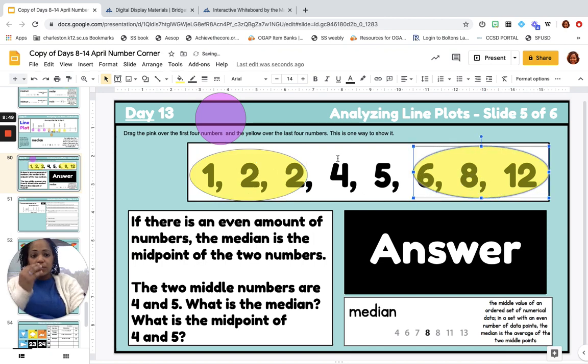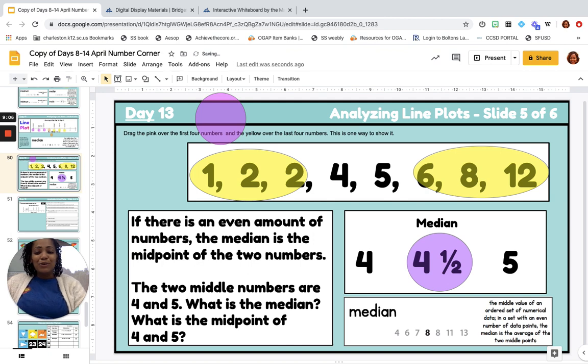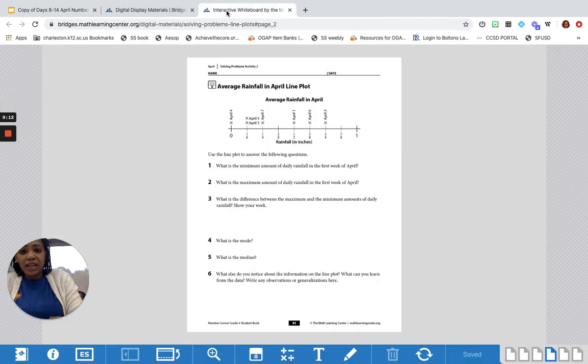And it looks like I end up with 2 numbers in the middle, which means I gotta think about what number comes halfway between 4 and 5. What do you think comes between 4 and 5? Did you say 4 and a half? Let's check. You were right. Good job.